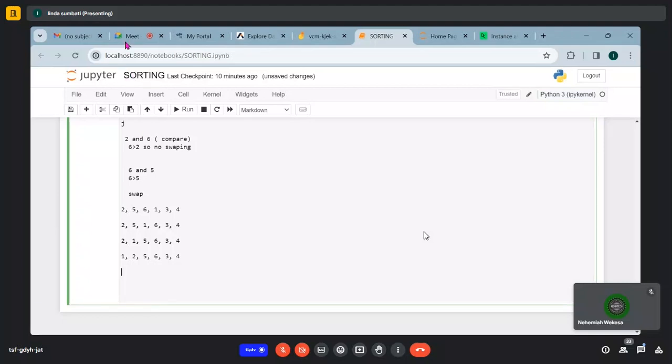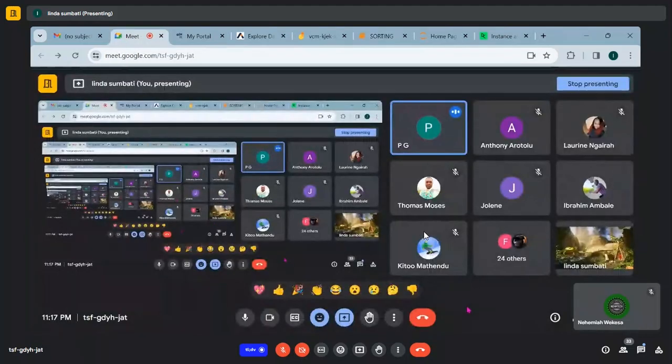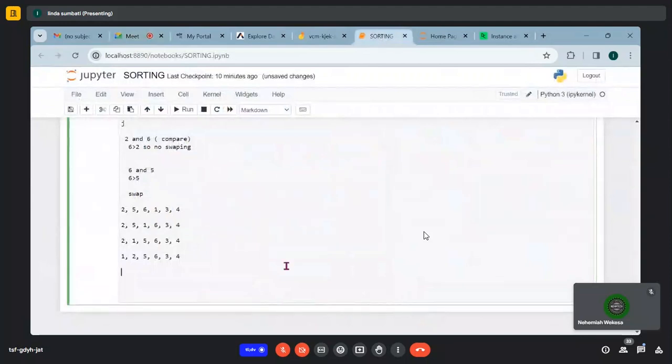Please repeat that step. I can't hear you, PG. You're saying repeat that step where you swapped 3 with 6. So 6 compares to 3. You realize 6 is greater than 3, so that means it should be in front of 3. So 3 should go behind 6. So that will be 1, 2, 5, then 3, then 6, then 4.